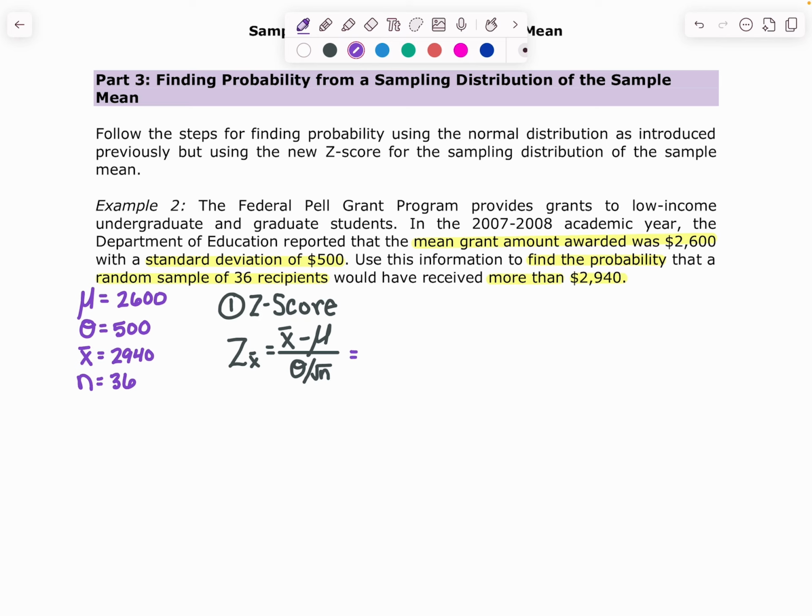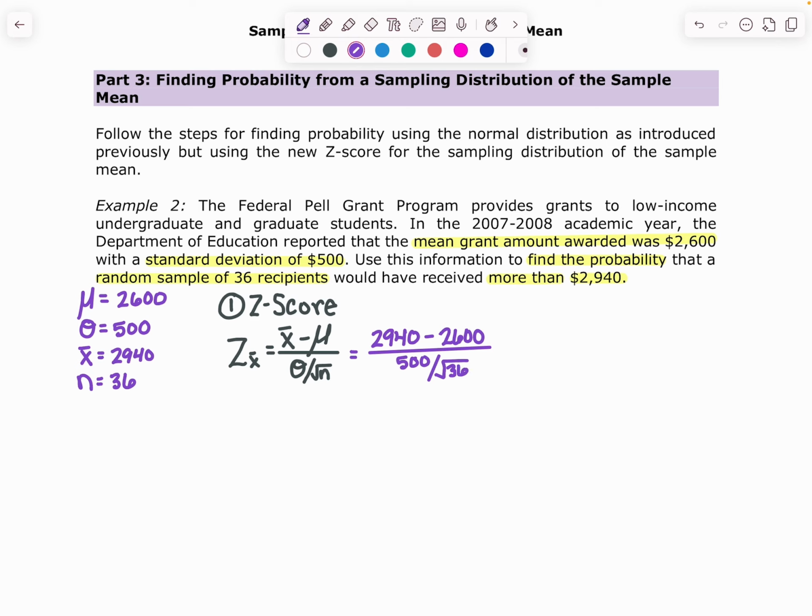And because I wrote everything out on the side, I don't have to try and figure out where everything goes. I'm just plugging the information in. So x bar is 2,940, mu is 2,600, divided by 500, divided by the square root of 36.